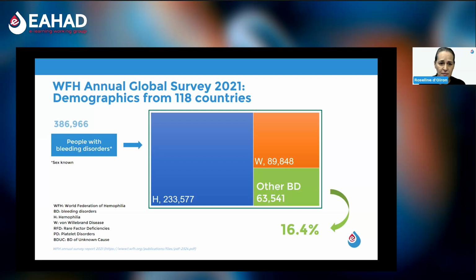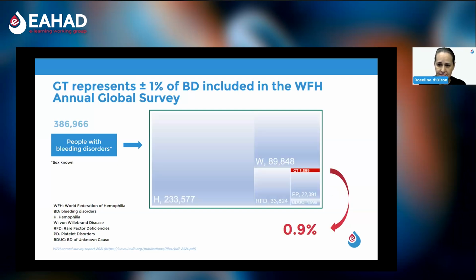When you look at the WFH data from the annual global survey showing the distribution of the different bleeding disorders, you see that hemophilia is representing the majority of them. Then you have the von Willebrand disease, and you have the other part, which is about 16% of all the included patients that are called the other bleeding disorders. Among them, you have the rare factor deficiencies. You have also the platelet disorders, which represent nearly 6% of the entire population with bleeding disorders recognized.